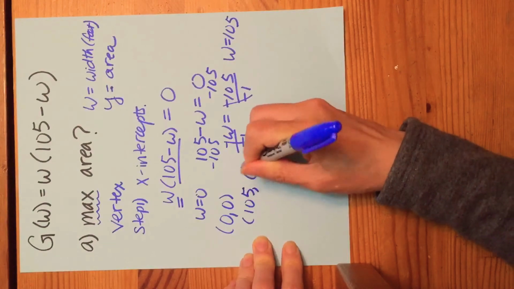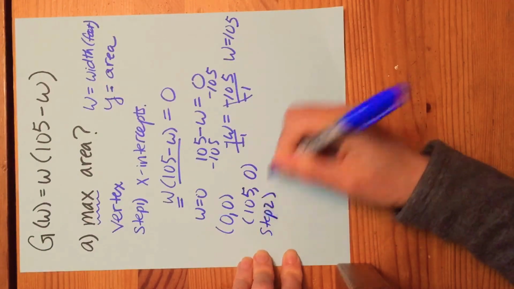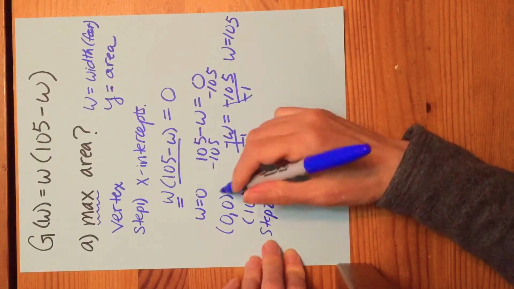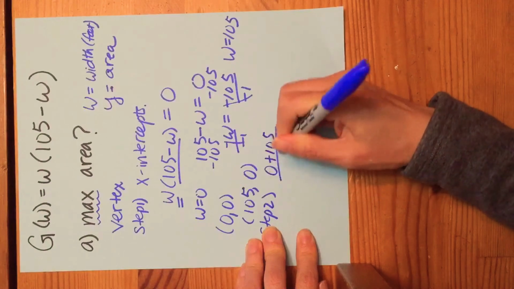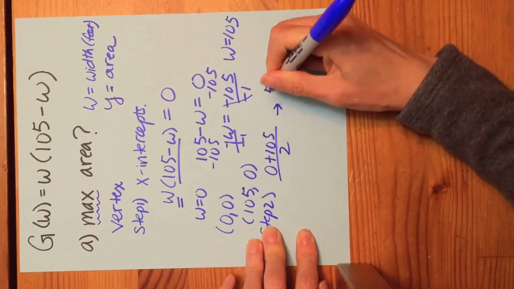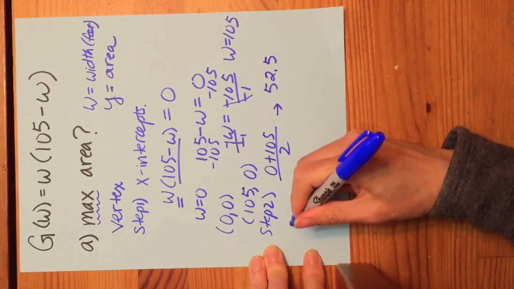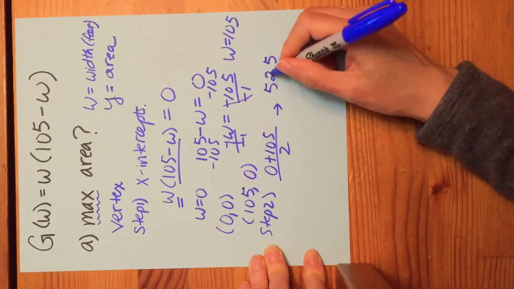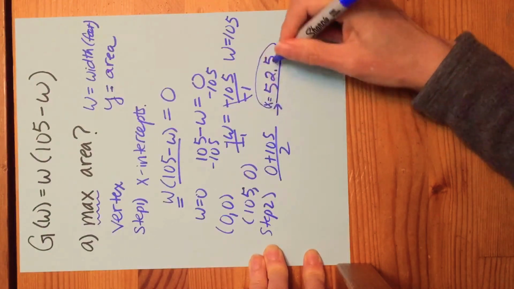105, 0. Step 2, the vertex is always halfway in between these points. So I'm going to take 0 plus 105 and divide by 2, which is going to end up being 52.5. So the vertex is at x value of 52.5 for the vertex.